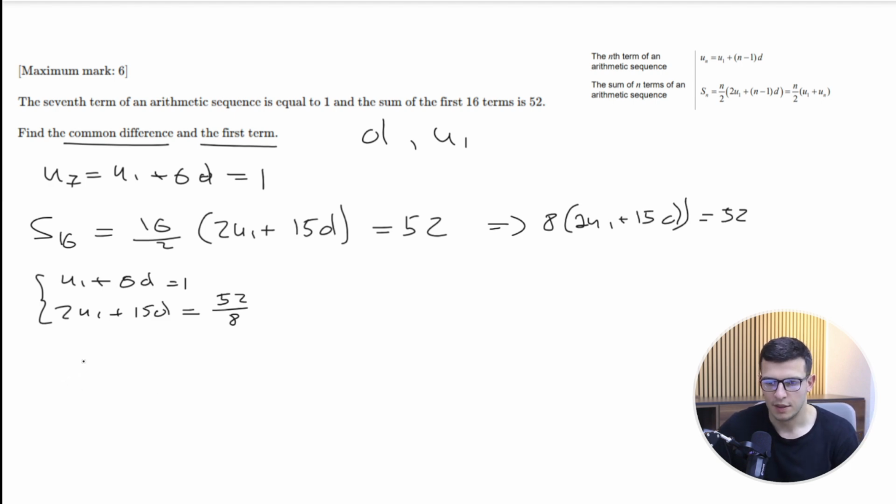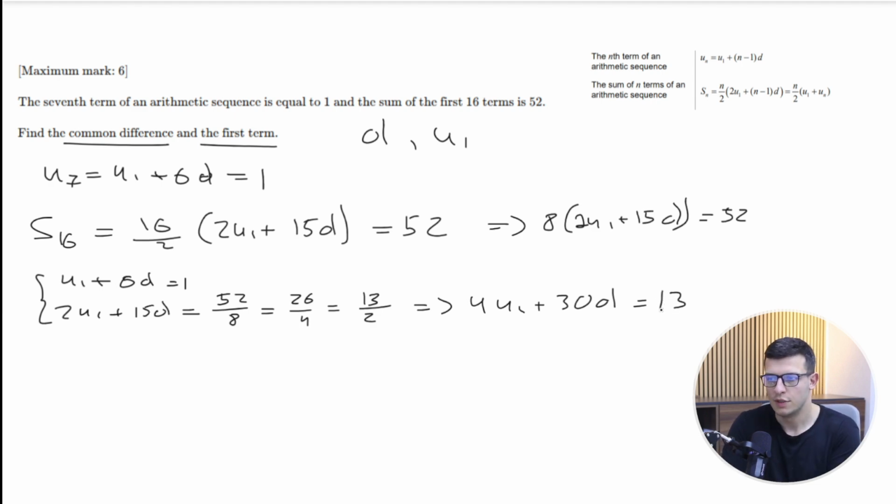Now, what can we do here? We can probably simplify this to 26 over 4, further simplify to 13 over 2. So this equation can become, multiply both sides by 2, 4u1 plus 30d equals 13. Cool? So we've got this equation and this equation.